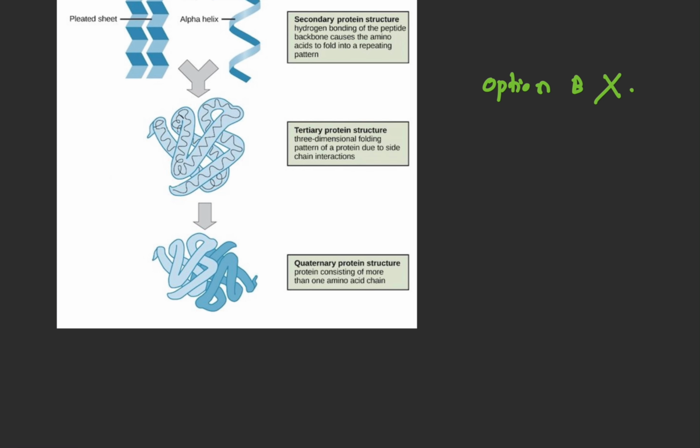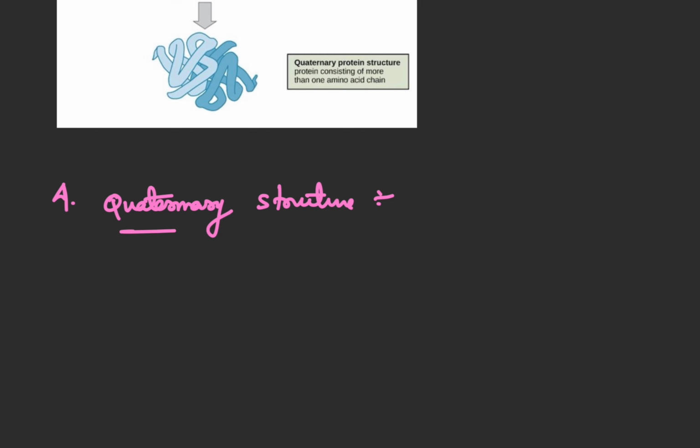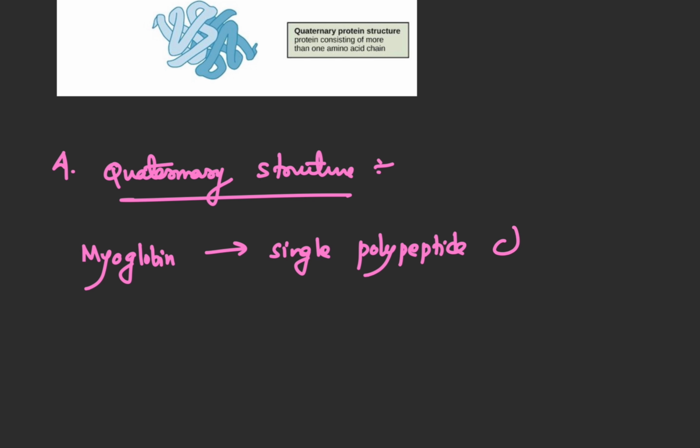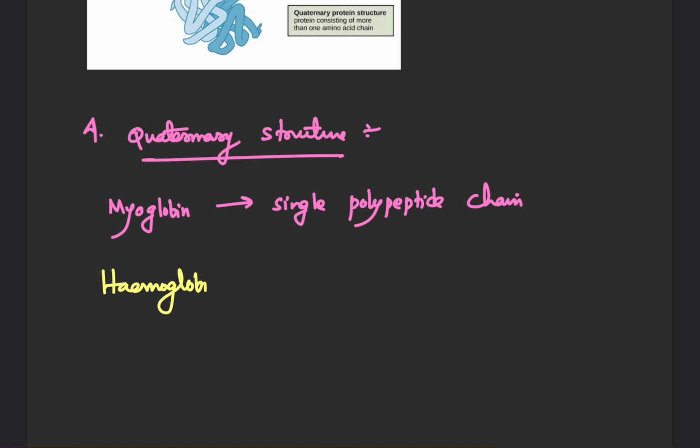Now coming to the fourth kind of structure, that is quaternary structure. Okay, so many proteins, for example myoglobin, exist as a single polypeptide chain. So this guy has a single polypeptide chain. Okay, but there are certain proteins, for example hemoglobin, which exist as assemblies of two or more polypeptide chains. So this guy has two or more polypeptide chains.